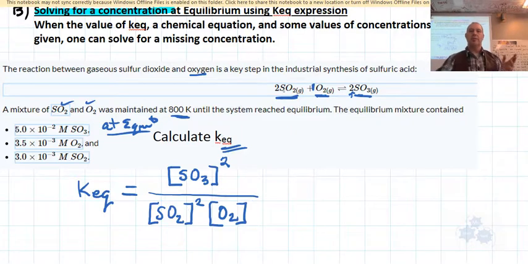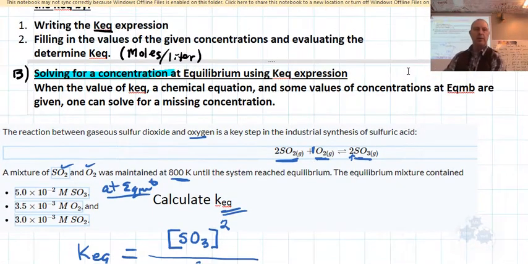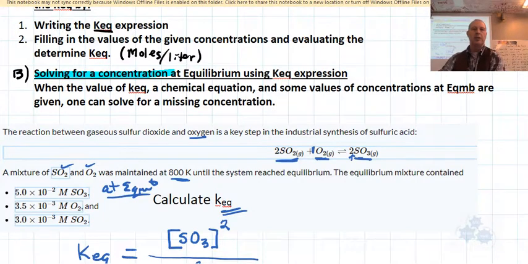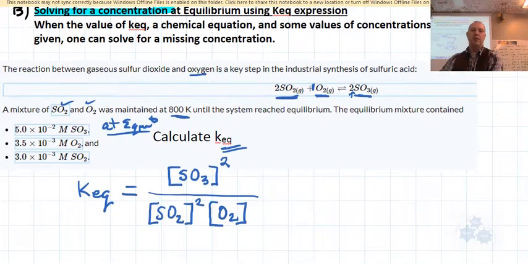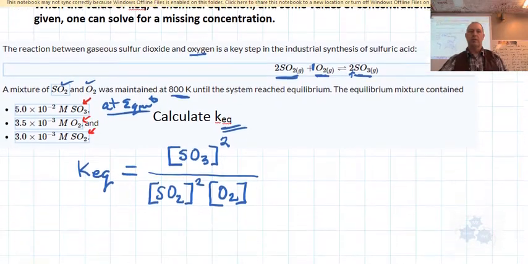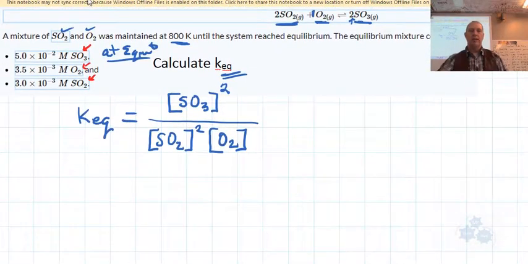Okay? So I guess to back up, we should make sure this is balanced, and of course this is balanced. If it's not balanced, you're going to have to balance it, because you need to know what the exponents are. Okay? So Keq expression, go back to your little list there, write the Keq expression, there we go, we did that. So now we need to fill in the values of the concentrations that were given, and this couldn't be easier. We've got SO3 right here, O2, and SO2. So you just put the right numbers in the right spots, and then you just evaluate. So it's really easy. So let's just finish this up here.